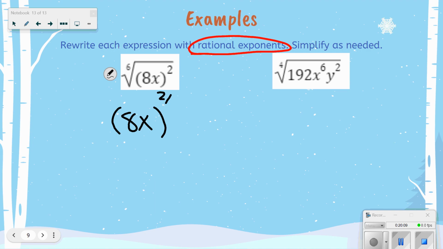We have 2 over 6, and now that you're here, do you guys see anything? Right, this is the same thing as 8x all to the 1/3 power. And having the 1/3 power is the same thing as what symbol? A cube root, but do I want to write my answer as a radical? No, I want those fractional exponents.